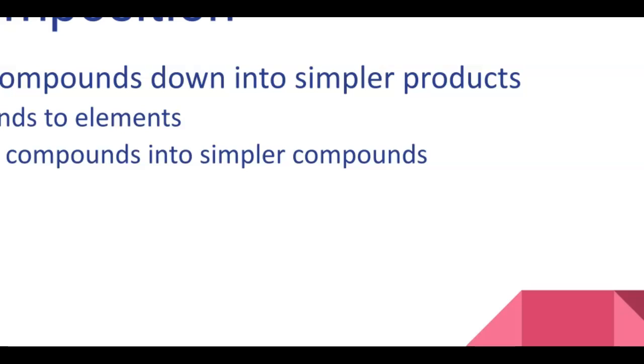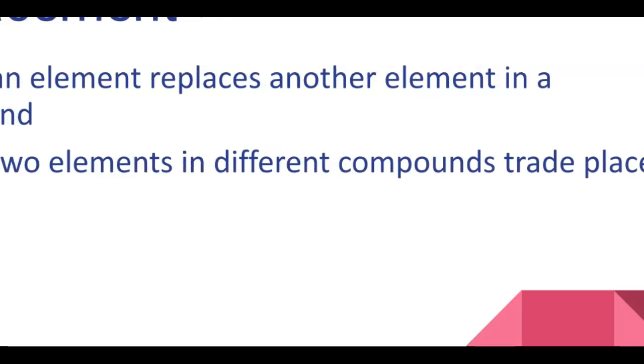Decomposition is the opposite or the reverse. So like that last example I had with aluminum oxide breaking down into aluminum and oxygen, you have one single reactant that's going to break down into simpler products. Replacement is when an element replaces another element. So you have a single element and then it replaces an element within a compound, or you have two compounds and the cations switch places to make two different compounds.